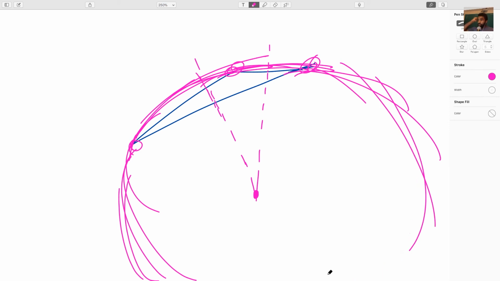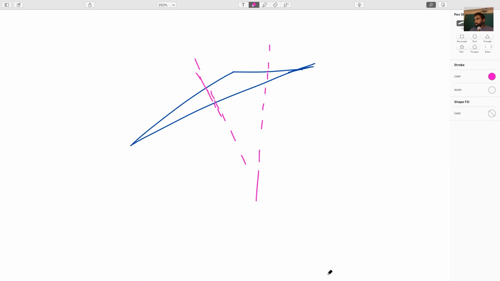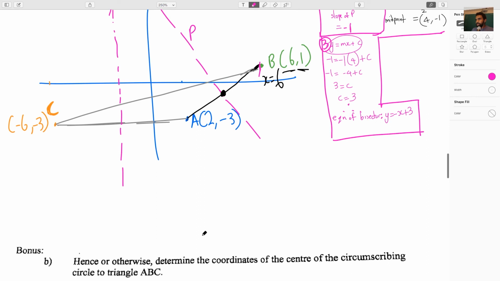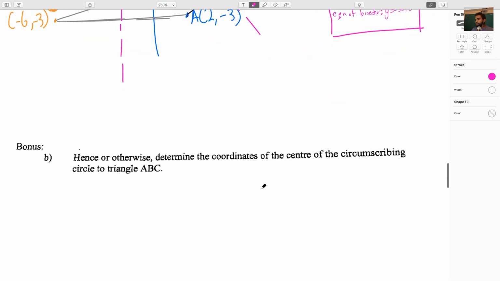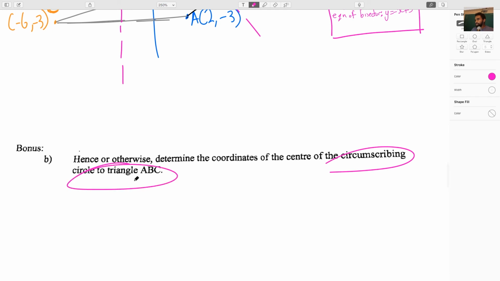Alright, so that was just a visual proof that if you do the perpendicular bisectors of any two sides of a triangle, where those bisectors meet gives you the center of a circle which circumscribes that triangle.